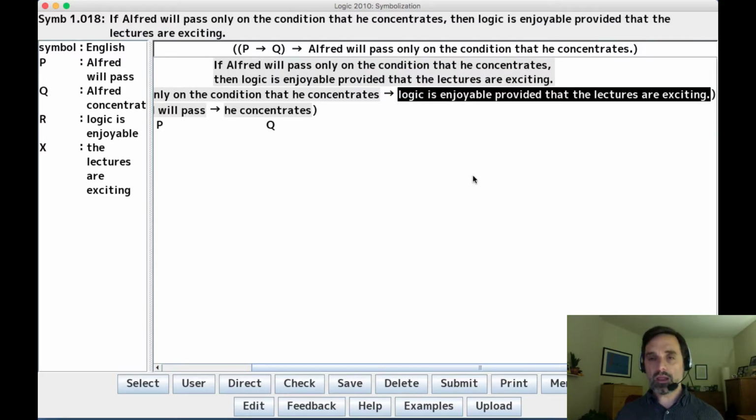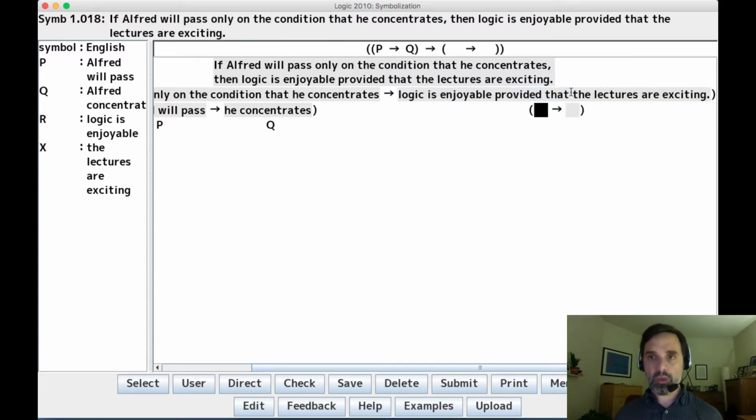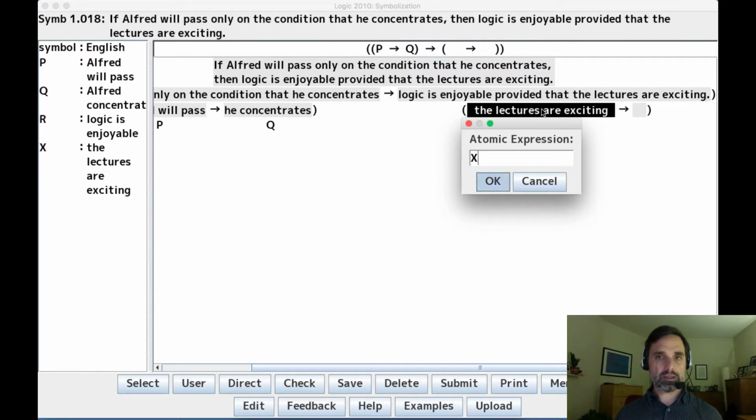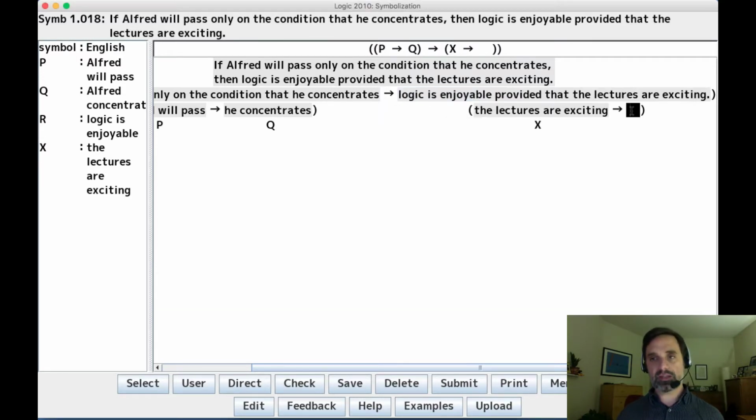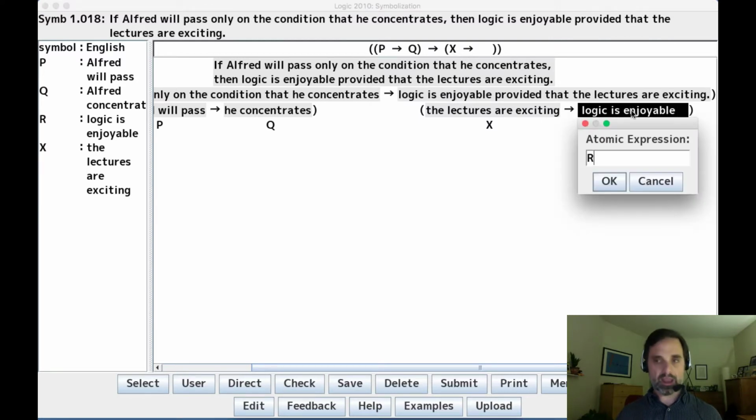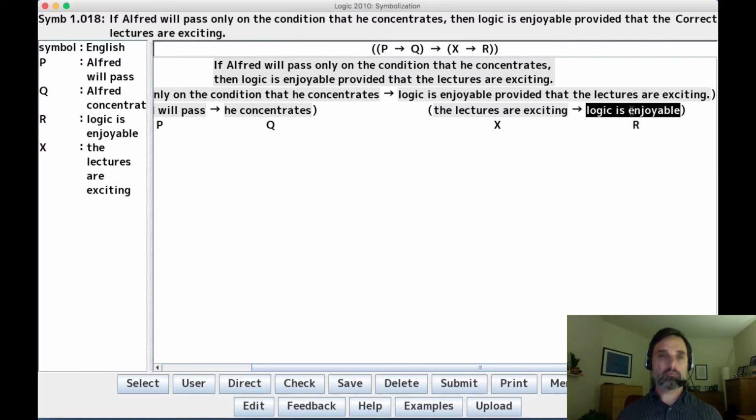Okay, so logic is enjoyable provided that the lectures are exciting. Again, one piece of logical vocabulary, provided that. So that's a conditional. Provided that is just a variant of if. If flags the antecedent. So the lectures are exciting is the antecedent. That's an atomic X. And finally, we have logic is enjoyable goes in the consequent because that's all that it's left for it to do. And that's an R. Correct.